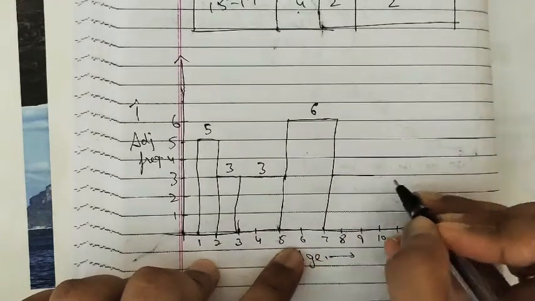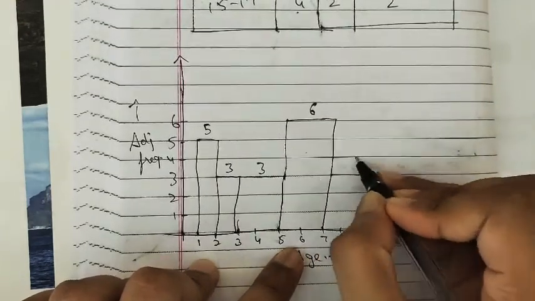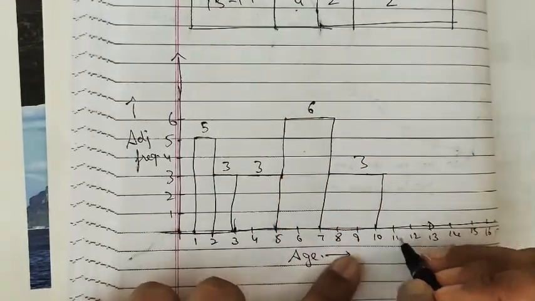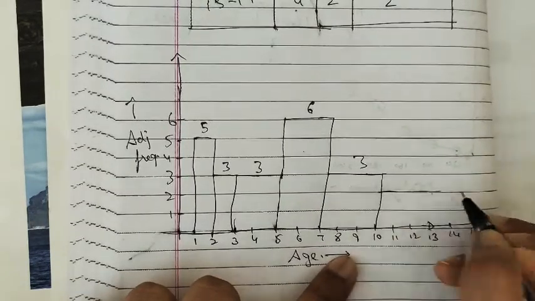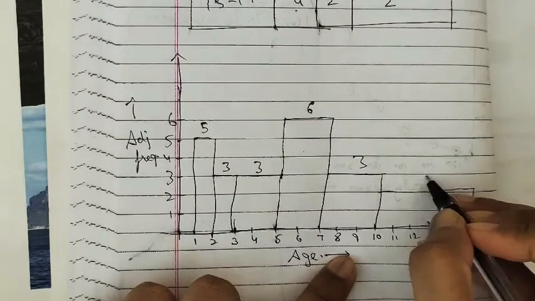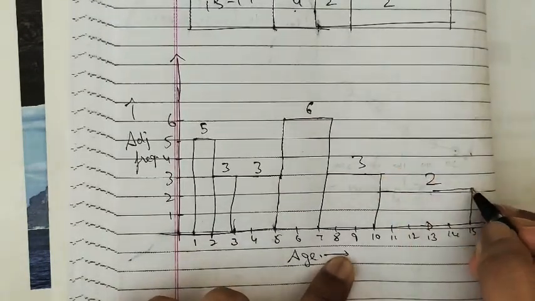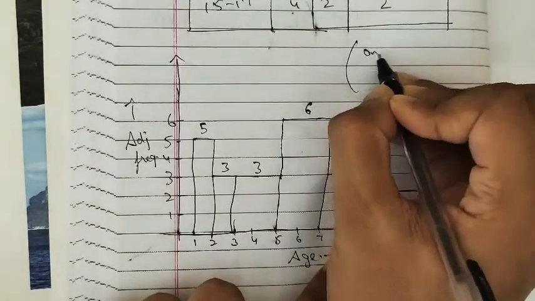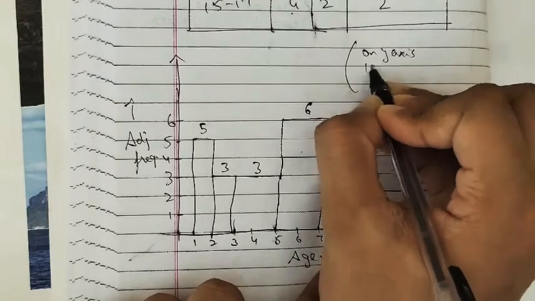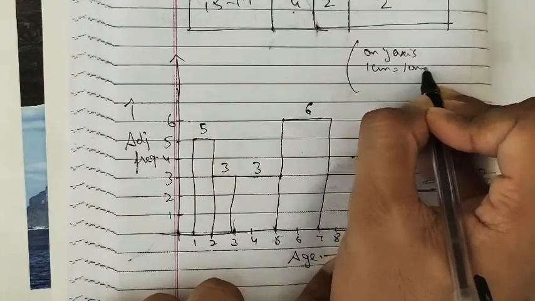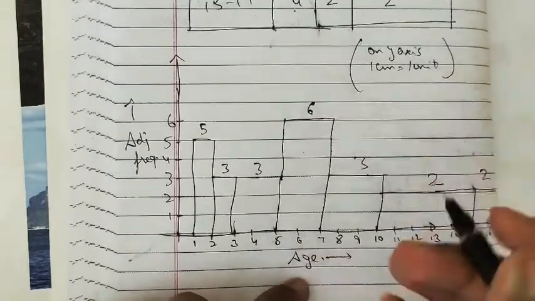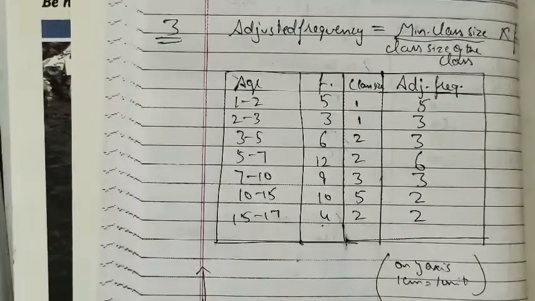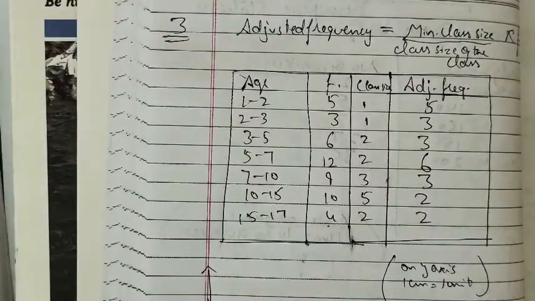10 to 15 we have 2. 15 to 17 also 2. So scale on y-axis, 1 centimeter is equal to 1 unit. On x-axis also we have the same scale. So this is how we have to draw its histogram using adjusted frequency, right?